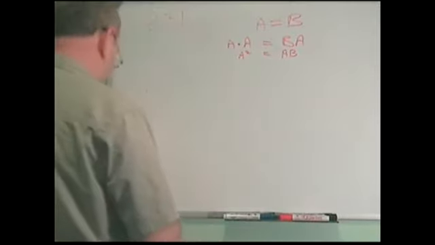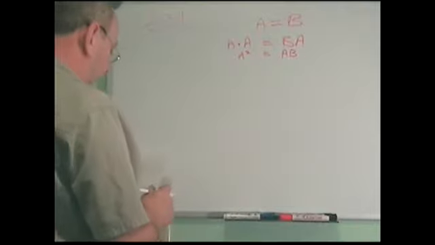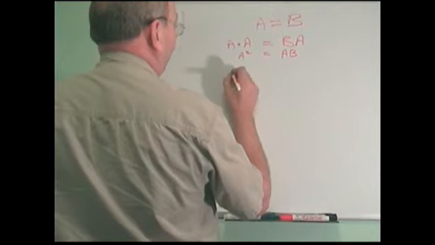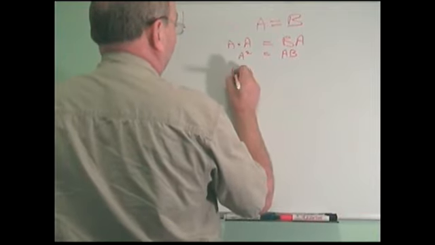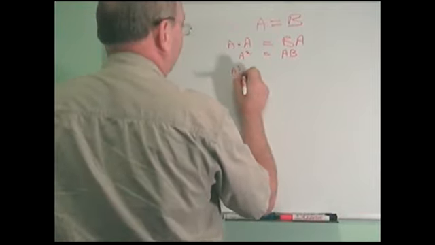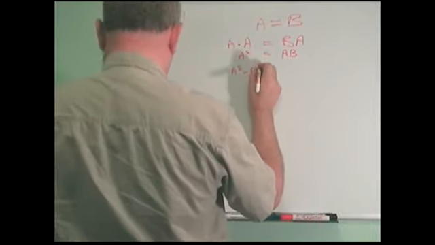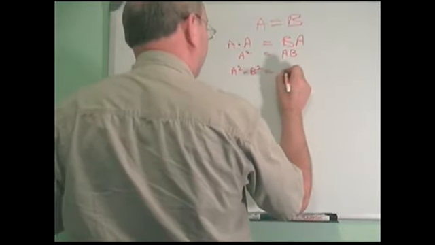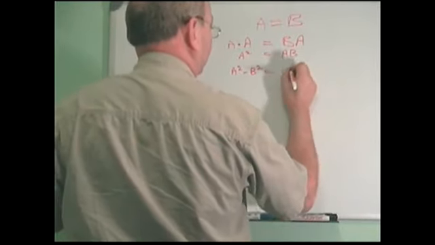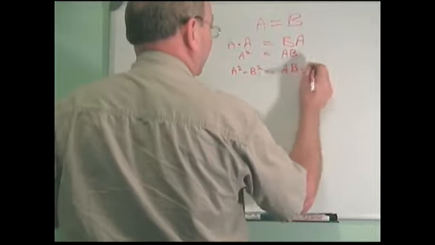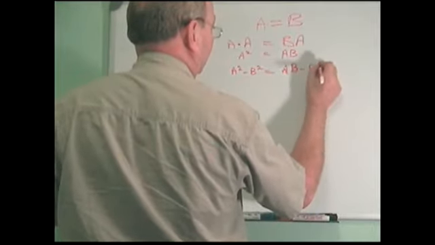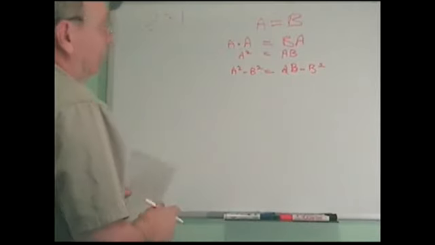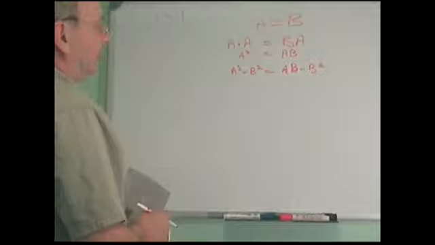Okay? Now, if we subtract B squared from both sides, we have A squared minus B squared, and it's going to be AB minus B squared. Okay? So I did this earlier, so I didn't want to mess it up. All right, so that's mathematically correct.